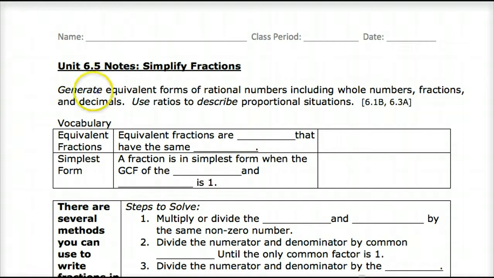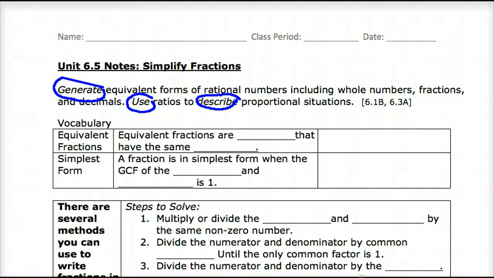For today's lesson, we are going to be generating equivalent forms of rational numbers, including whole numbers, fractions, and decimals. We'll also be using ratios to describe proportional situations. So for the vocabulary, our first word is equivalent fractions.